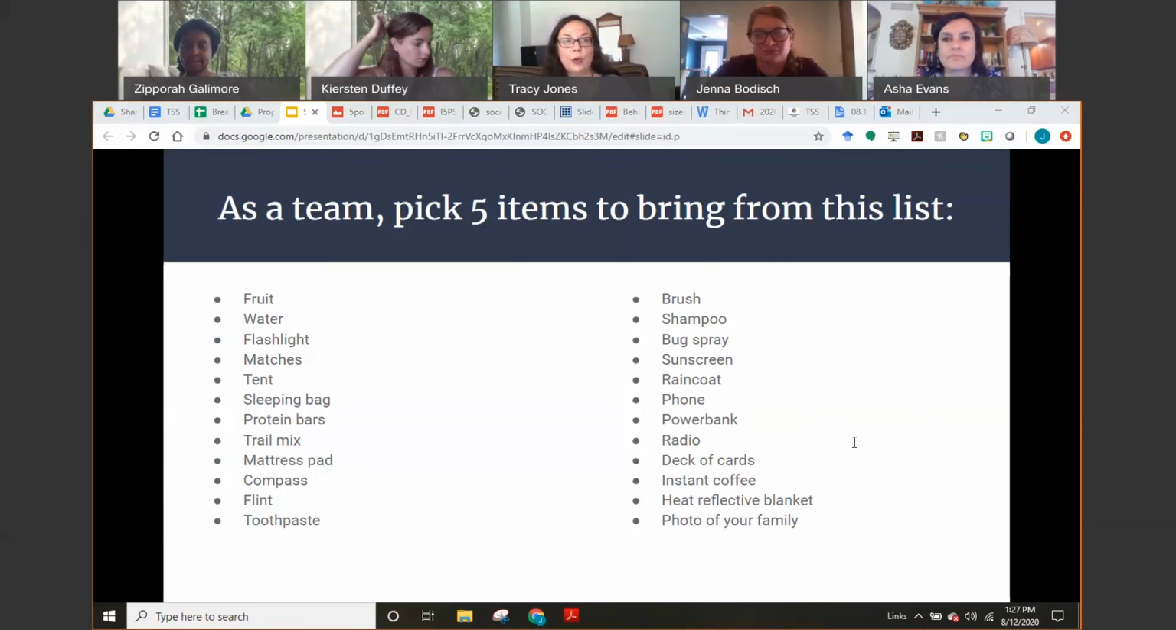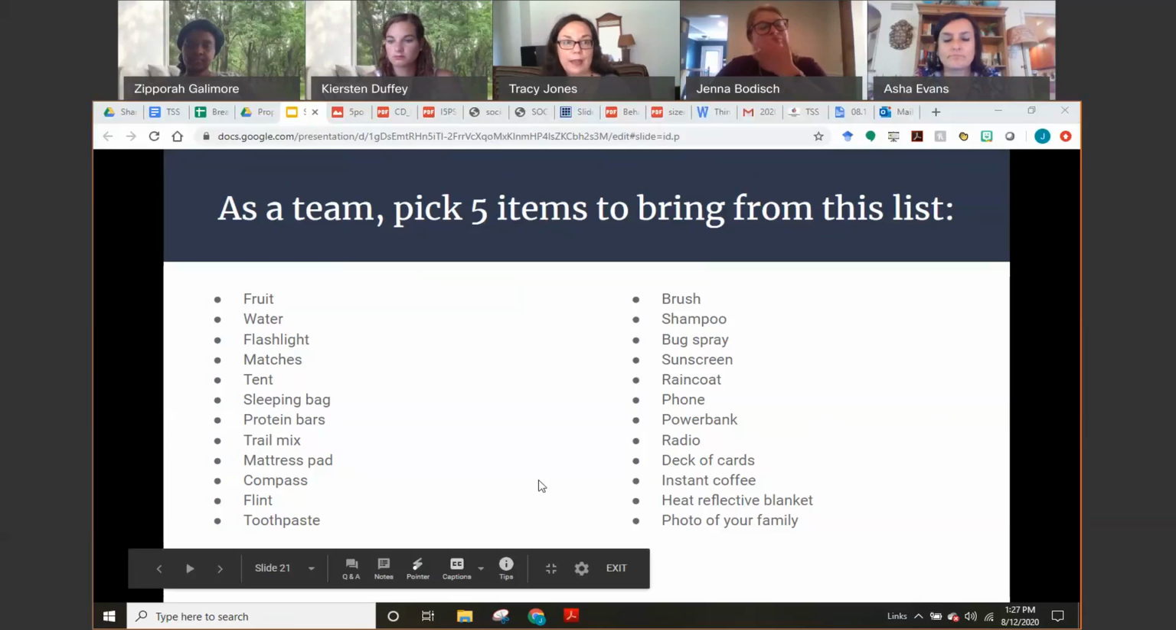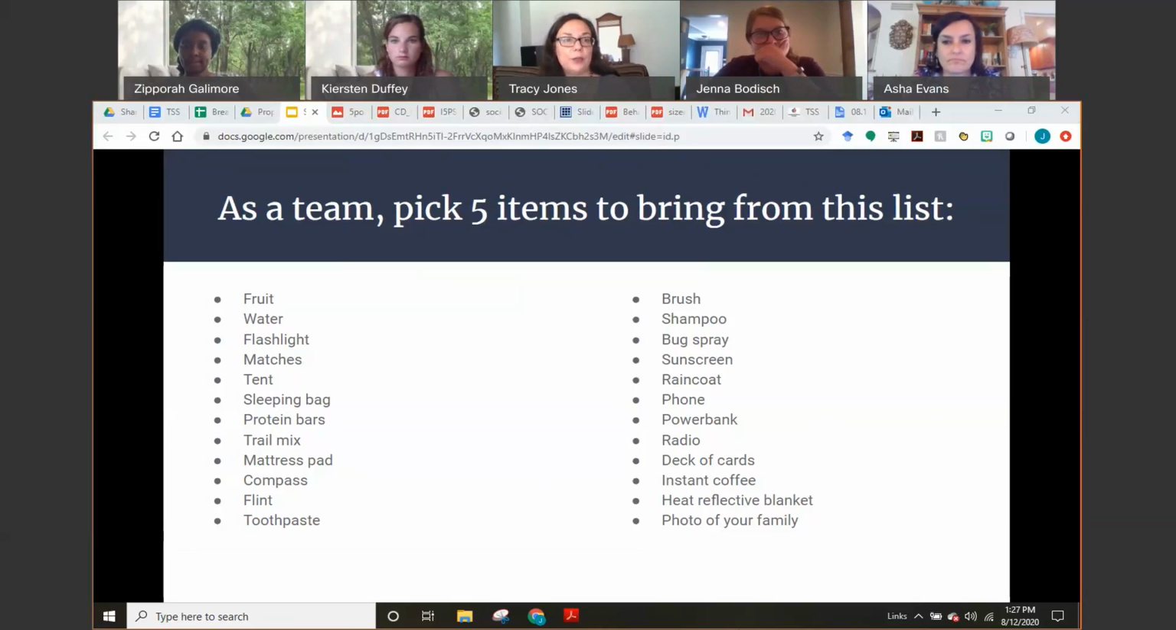So as the group is coming up with this and negotiating and finding their voices, we throw in a wrench and say, okay, you just found out that there's going to be a torrential downpour and you are going to be stranded for 2 days. How does that change the items that you're going to bring? And then having the students negotiate together, what could they be bringing?